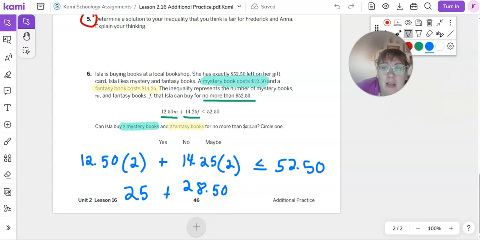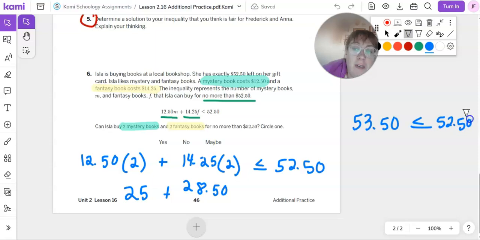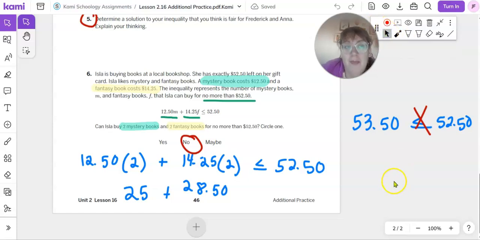I'll write this over here. So 5350 is not less than or equal to 5250. So this would not work. It would be $1 too much.